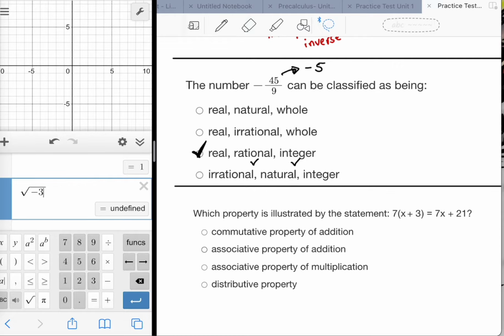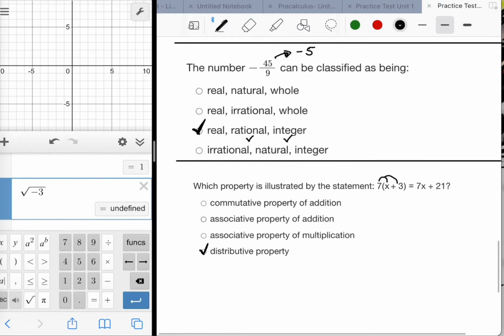All right, same idea with the next one. Which property? Well, if I wanted to simplify the left-hand side, I would distribute the 7 to each term. I'd multiply the 7 by the x and by the 3. Each one of those terms gets the 7. That's distributing, AKA the distributive property. Commutative property is when you change the order. You're adding and you change the order. Associative property is when you're moving parentheses around, whether it's addition or multiplication. That's not happening here. So you could also have gotten it by process of elimination.